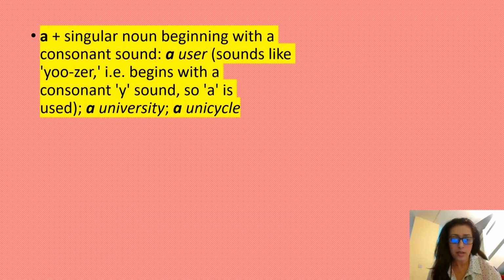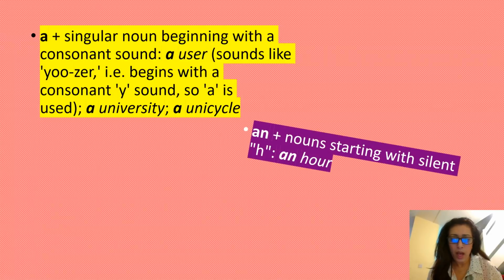Now the third is a plus a singular noun beginning with a consonant sound. Now the consonant sound like U. So it's actually a Y sound, and that's why I'll be using a. So here if I say a university, a unicycle. All right. So this is also something you need to remember.